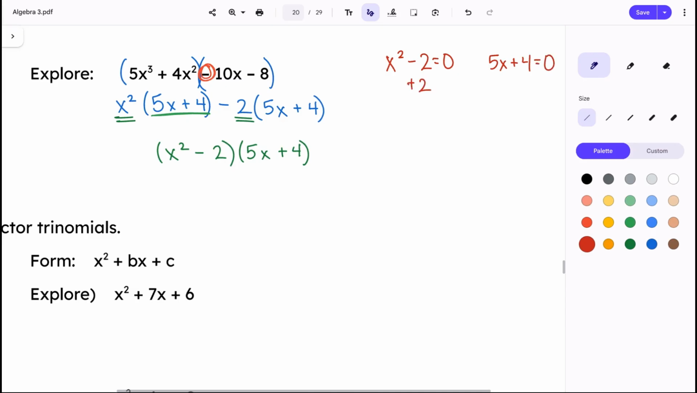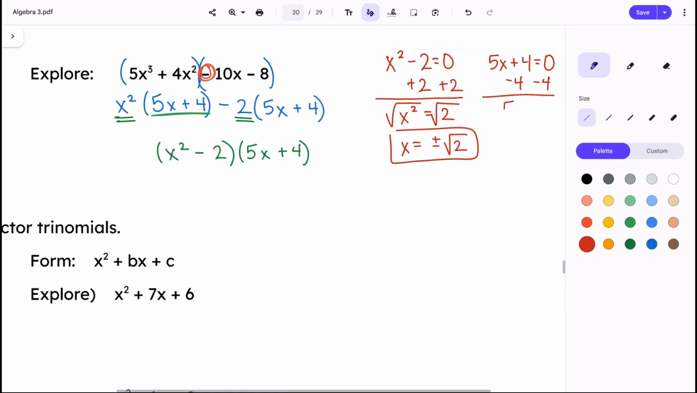I'm going to add 2 on this first one, and so that becomes x squared equals 2, and then I would square root that. I can't really square root 2, so it's just going to be plus or minus the square root of 2. So there's one answer, and then over here I'm going to subtract 4. And then divide by 5. And I'm just going to leave that as a fraction, negative 4/5.